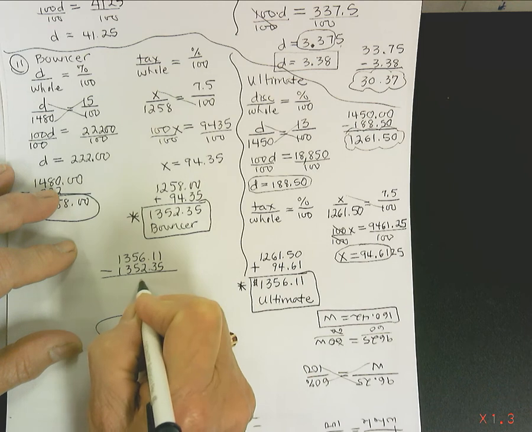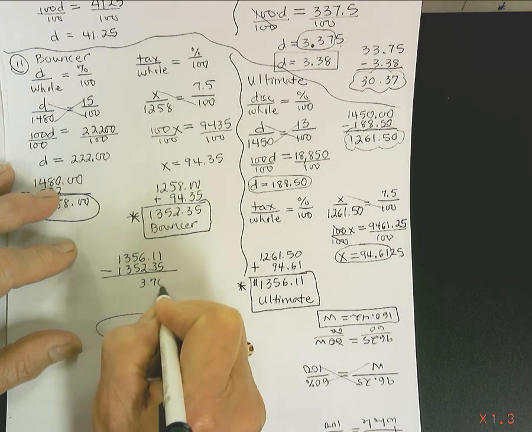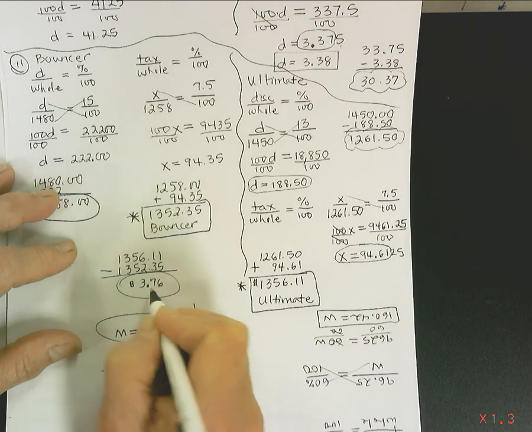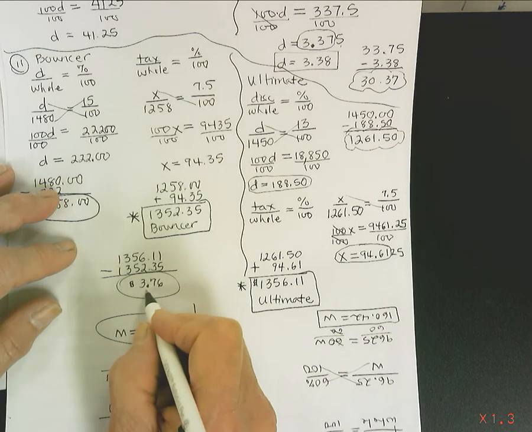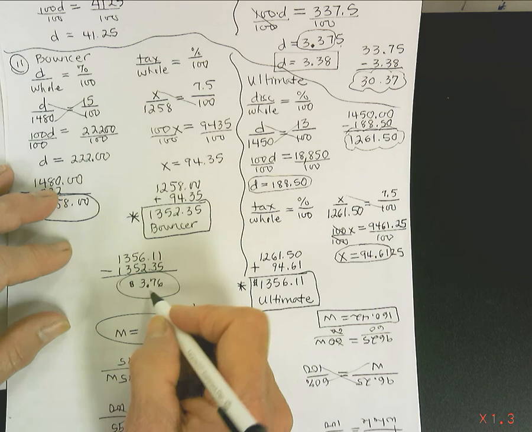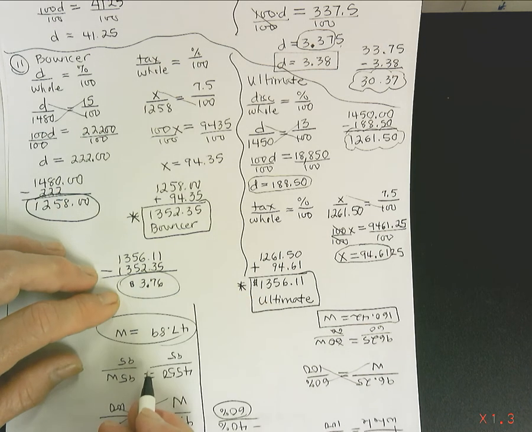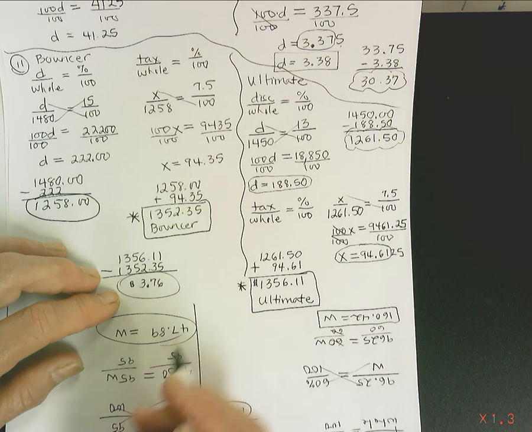And when you subtract, my goodness, you're only saving $3.76. But you know what? That'll buy you a Happy Meal. So I guess it's better to save that money than not save it. I was hoping the savings would be greater, but at least we did save some money.